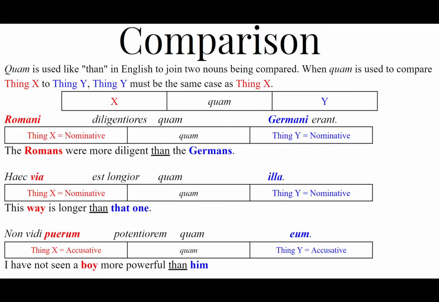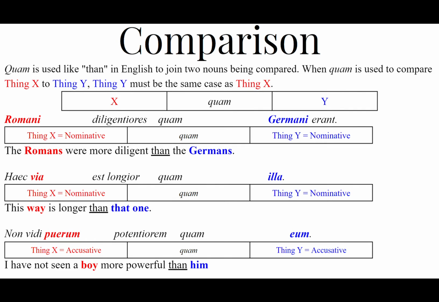So if you want to say that one thing is bigger, smaller, wider, shorter than something else, there are two ways to do this. You can use quam. Quam is used pretty much almost exactly like "than," T-H-A-N, in English.